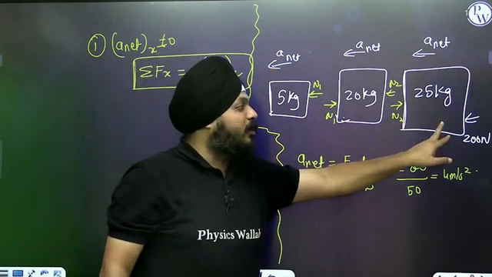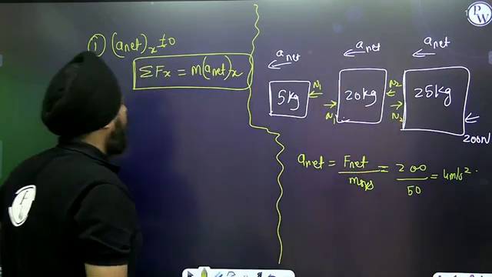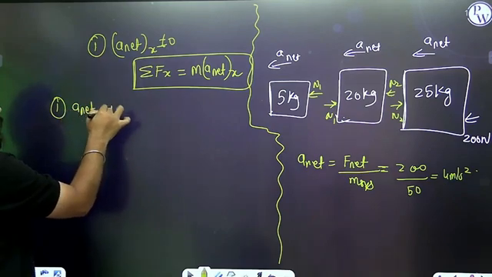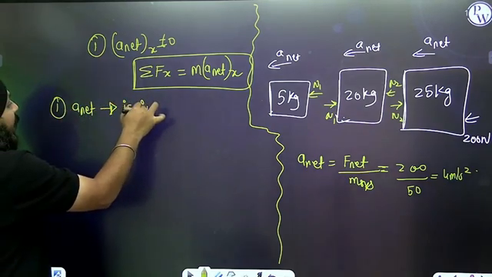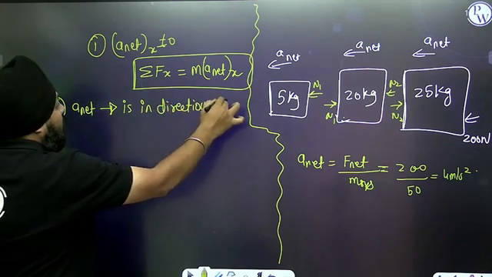Apply it for the individual block. Suppose you are applying it for the 25 kg block. See, keep one thing in mind: the net acceleration is in the direction of the force with the higher magnitude.